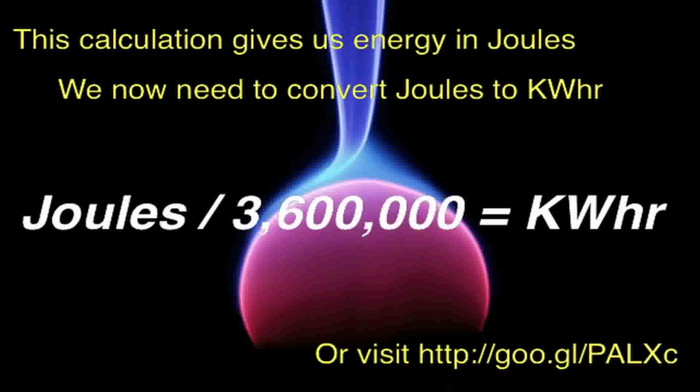We now need to convert from joules to kilowatt hours, and we can do that by simply dividing by 3,600,000, and that will give us our number of kilowatt hours. Or we can visit the website shown at the bottom, where we can use an online converter to give us those kilowatt hours.